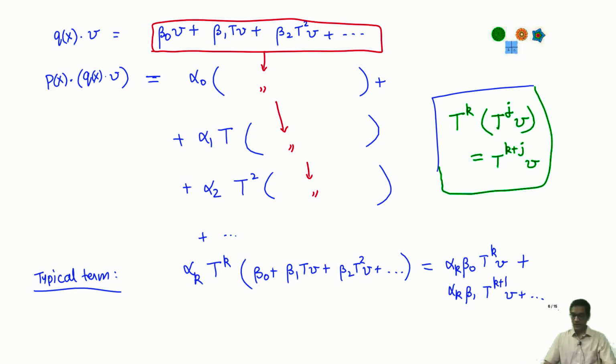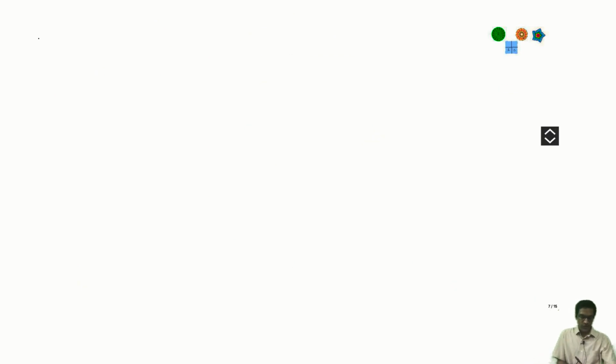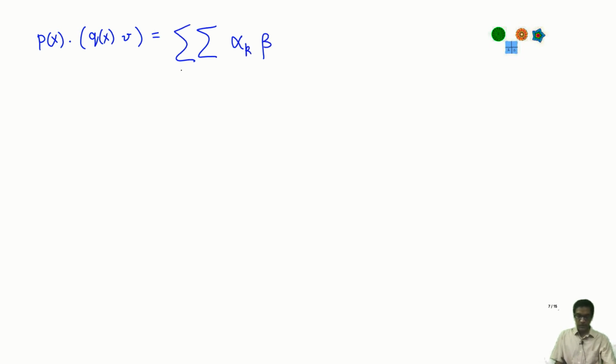If you just go back and plug it in, you will observe the following: p(T) acting on q(T) acting on v is in fact nothing but the sum over all k, alpha k. So it's a double sum now. k runs over all the possibilities, from 0 to the degree of p, whatever the top limit is. Beta j again runs from 0 to the degree of the polynomial q. Alpha k beta j, and what do I get here? T to the k plus j acting on v.